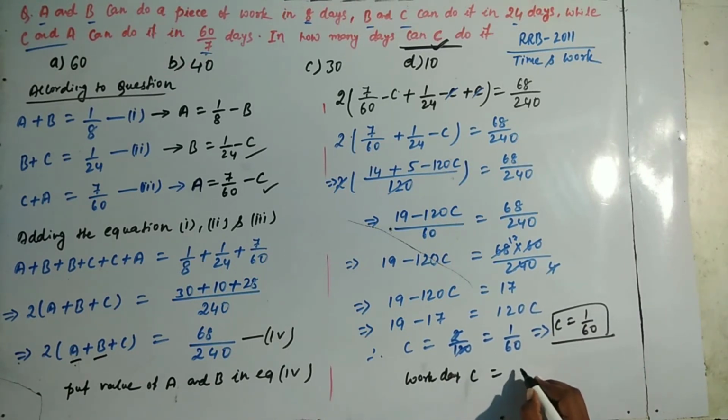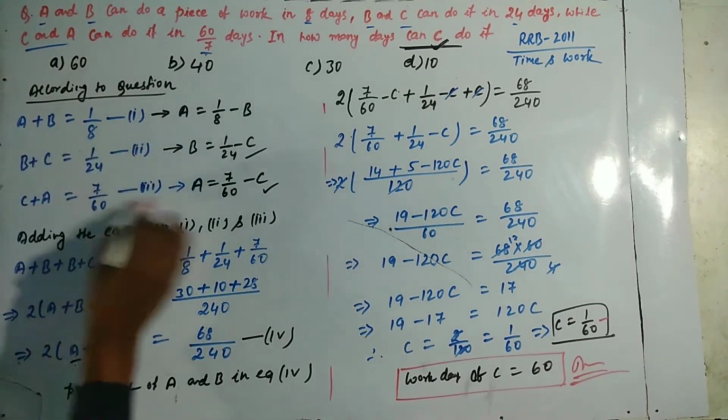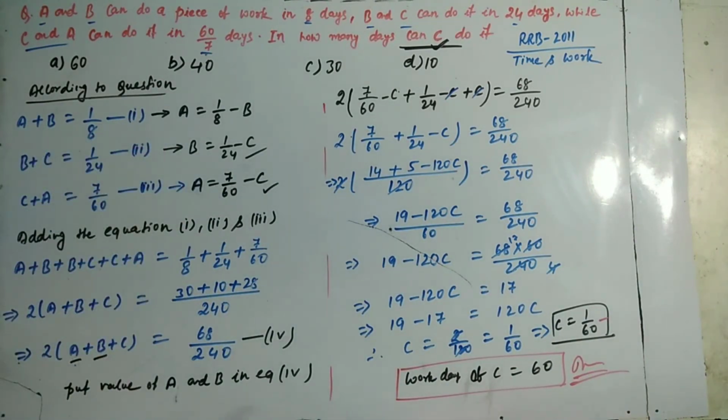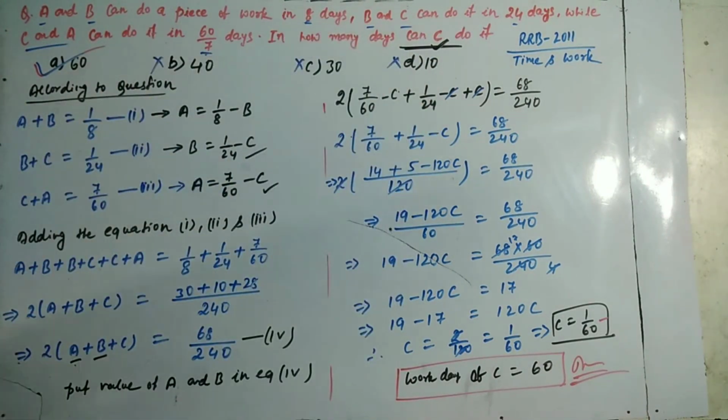Therefore, the time taken by C to complete the work is 60 days. Answer: option A, 60 days. So the answer will be option A, 60. A and B can do a piece of work in 8 days, B and C can do it in 24 days, while C and A can do it in 60 by 7 days. In how many days can C do the work? The answer is option A, 60.